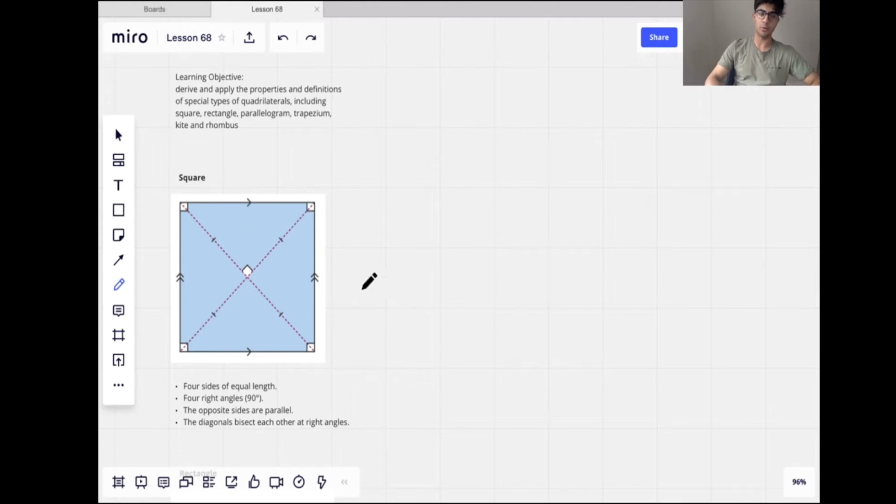The one you're probably most familiar with is a square. A square has four sides of equal length, and four right angles, i.e. 90-degree angles on each of these corners. The opposite sides are parallel. This side is parallel to this side, and this side is parallel to this side. And the diagonals, i.e. if you connect one corner to the opposite corner, bisect each other, or rather they cut each other at 90-degree angles, as you can see there.